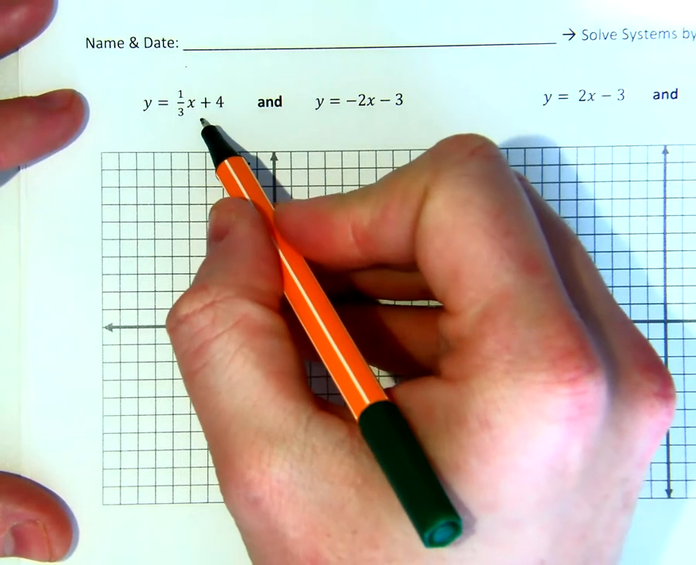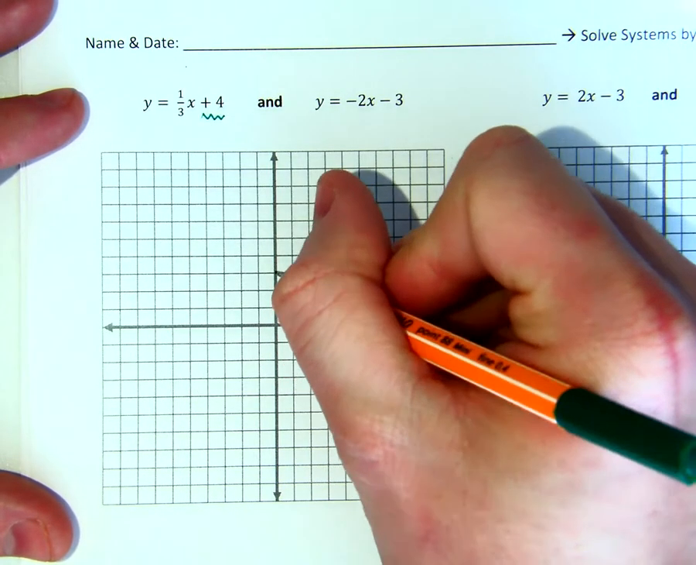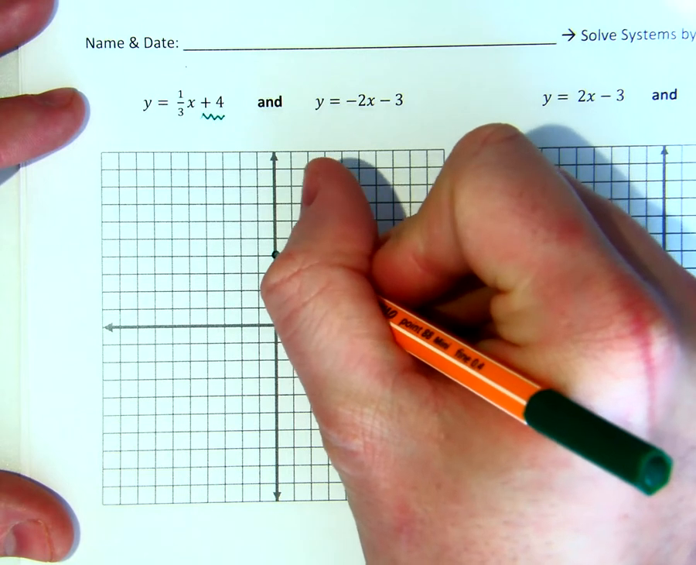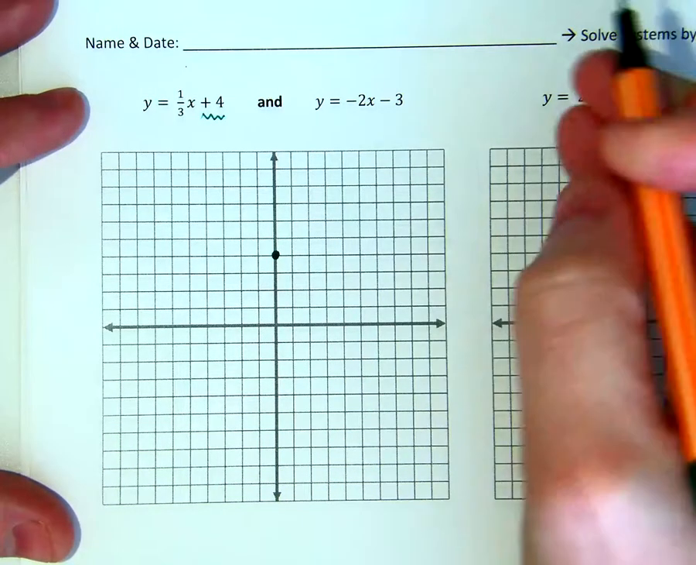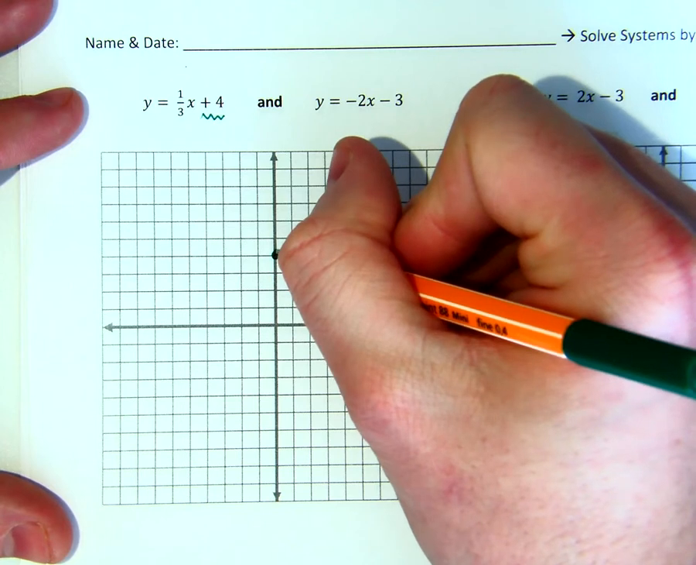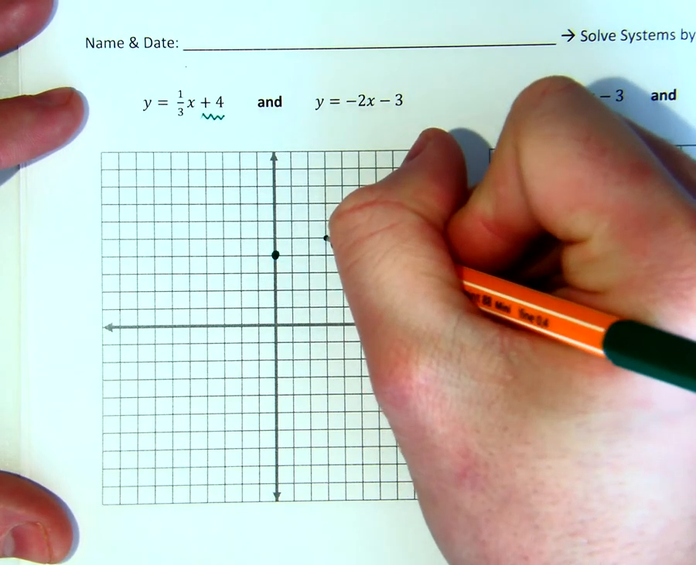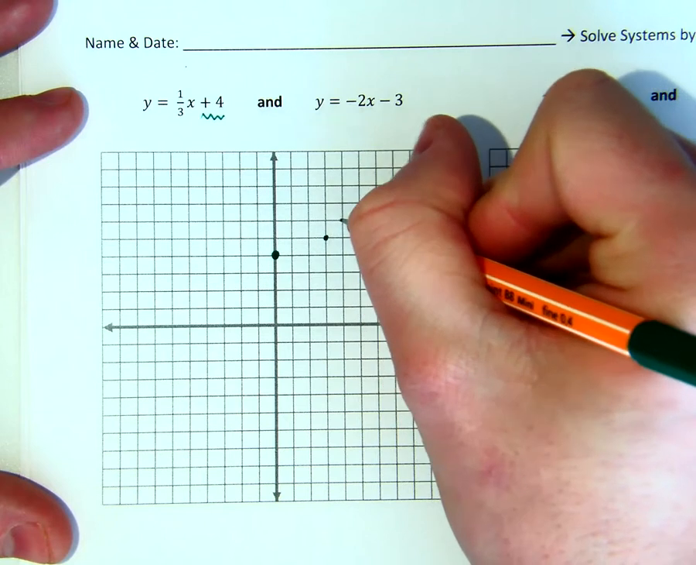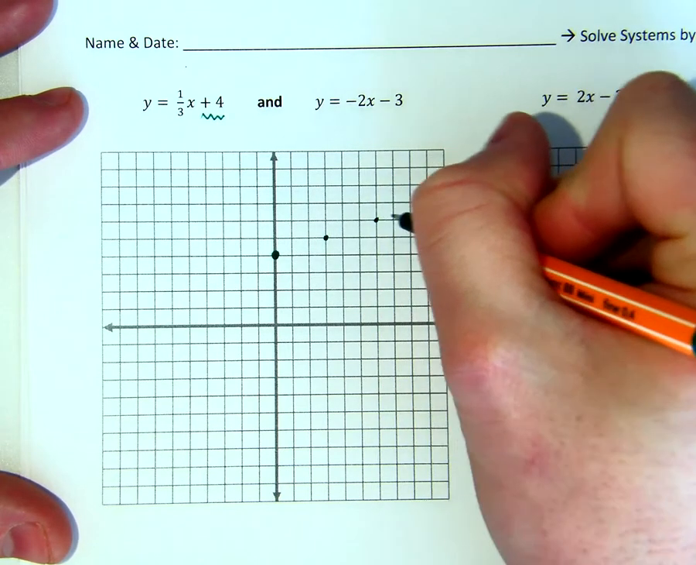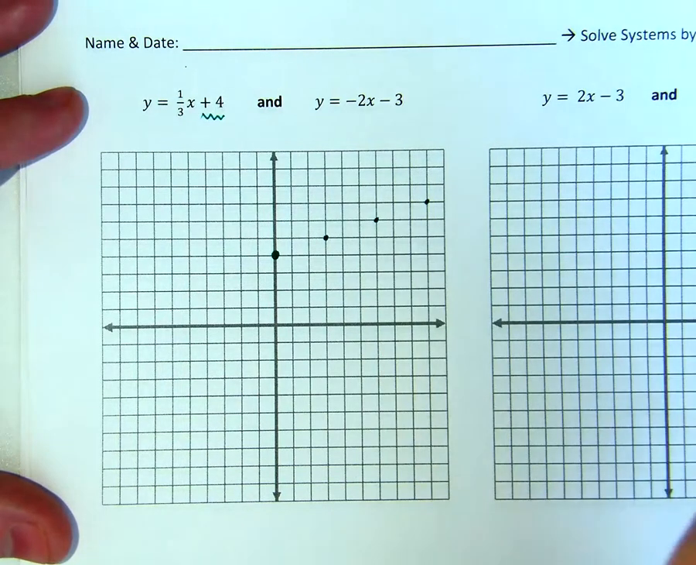The y-intercept for the first line is at positive 4. So we start at the center of the graph, go up 4, and put our first dot. The slope of this line is 1/3, which means that for every one space we go up, we need to move 3 over. And slopes are a pattern, so you can move up 1 and over 3 as far as you can go on the graph.